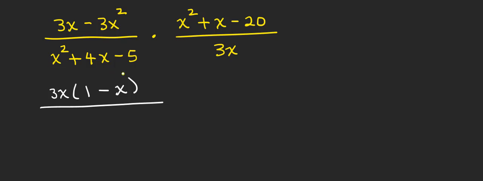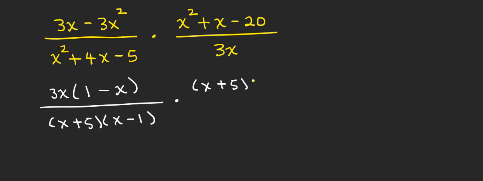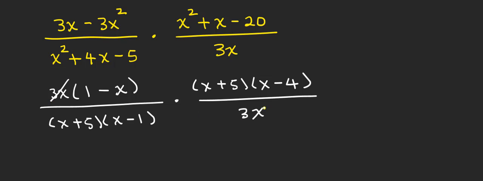Over, how do you factor this trinomial? It's going to be x plus 5 and then x minus 1 times. What about this trinomial? It's x plus 5, x minus 4, all over 3x. So what can we cancel out here? 3x on top, 3x on the bottom. x plus 5 on top, x plus 5 on the bottom.